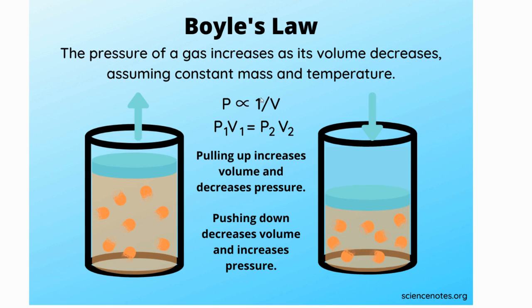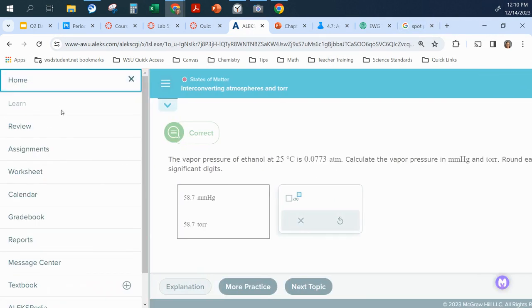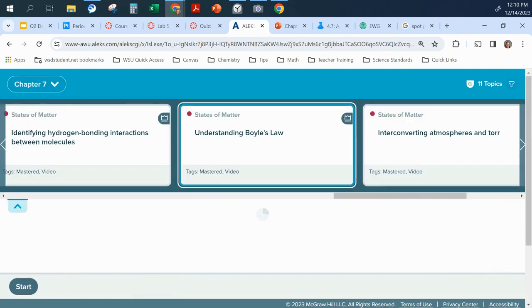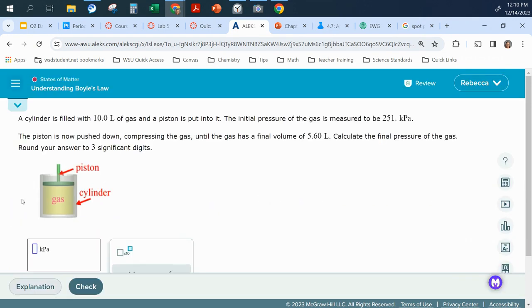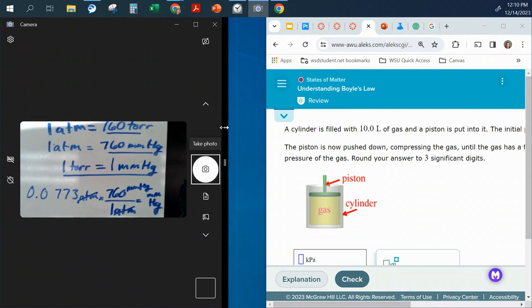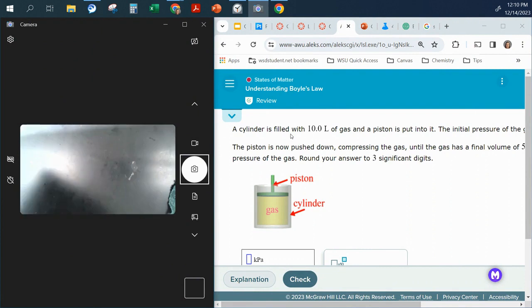So let's do some examples of this, and then we'll probably take some time to do work time. So let's go to Alex. Let's go to the ideal gas law. Or not ideal, we're looking for Boyle's law. Understanding Boyle's law. Again, this one is the piston problem, so imagine you're either pulling out a syringe or pushing in a syringe.